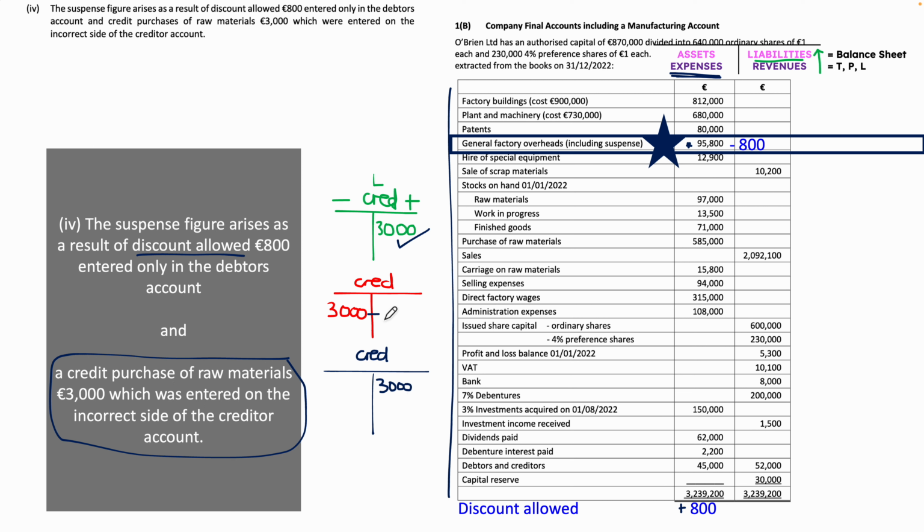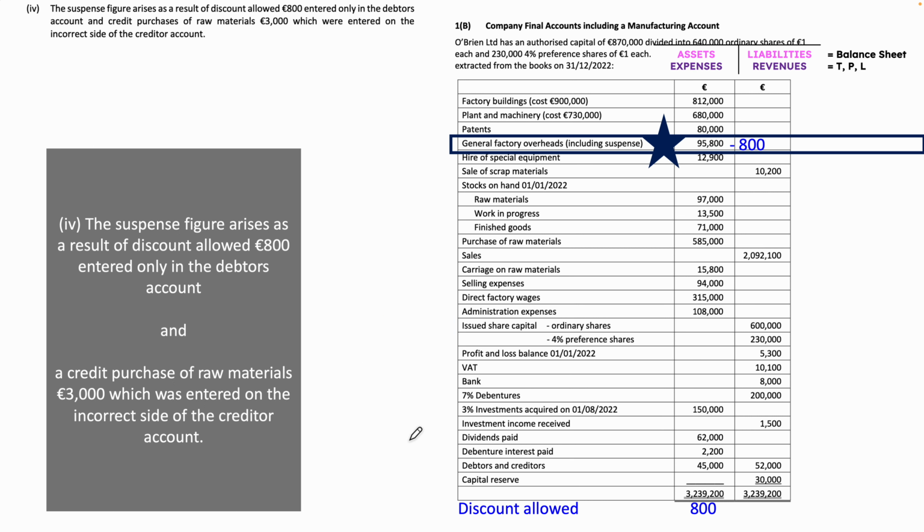And then to fix the creditor mistake, you would have to put another 3,000 there. So that would be putting 6,000 on the credit side of the creditor account. So we will do that. So 6,000 on the credit side of the creditor account, so plus 6,000 to the creditors there. Now your two sides will not equal, okay?